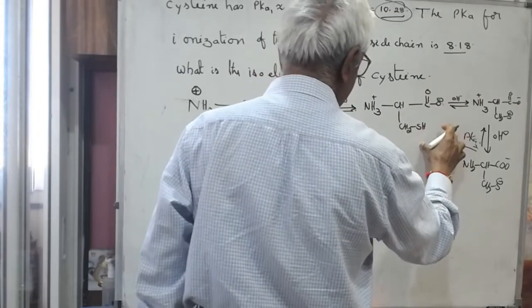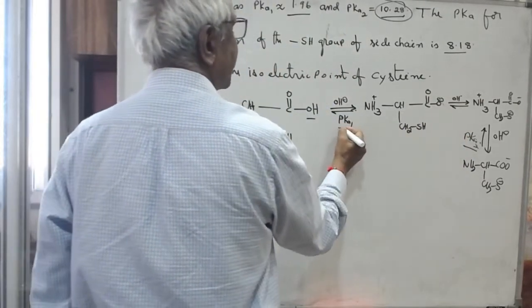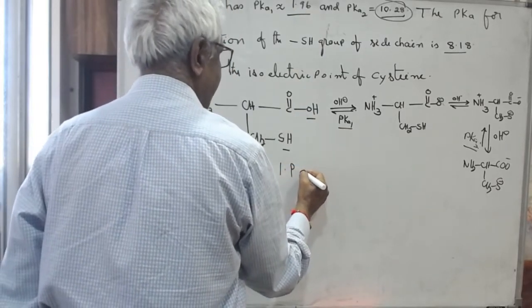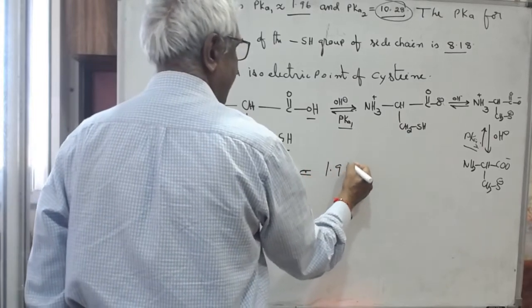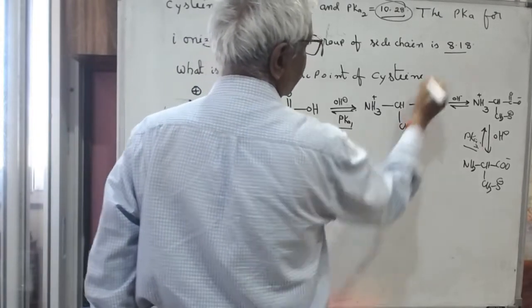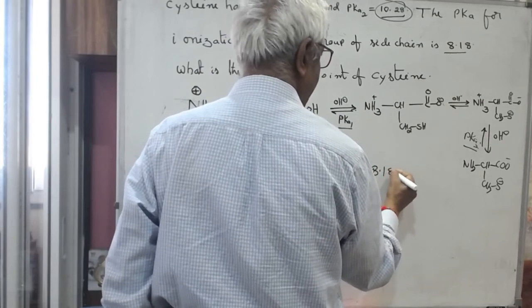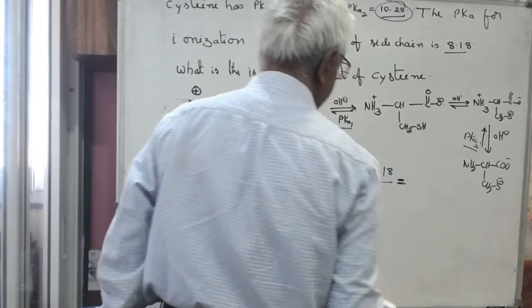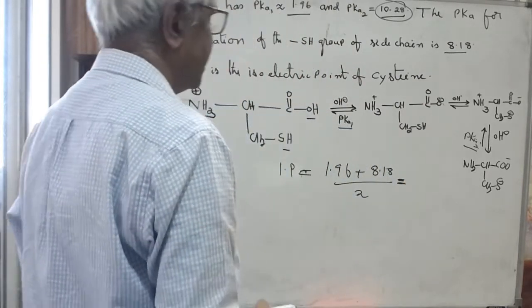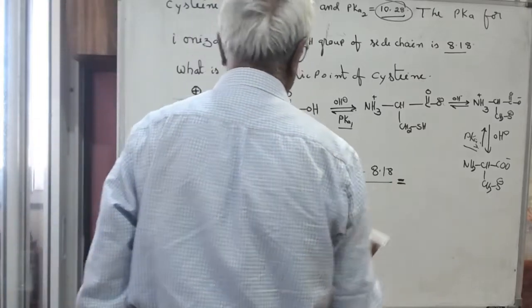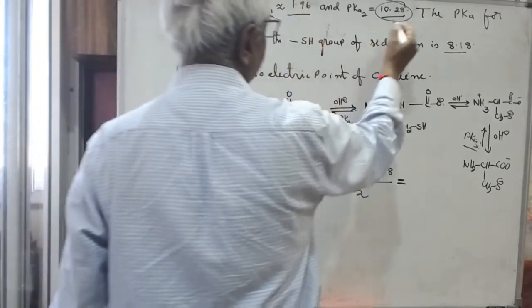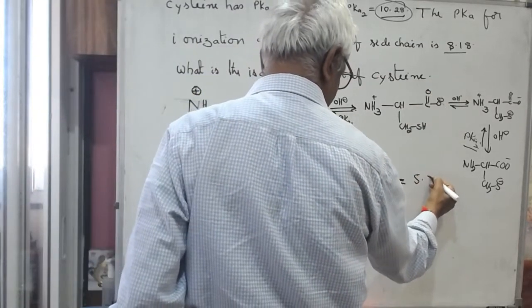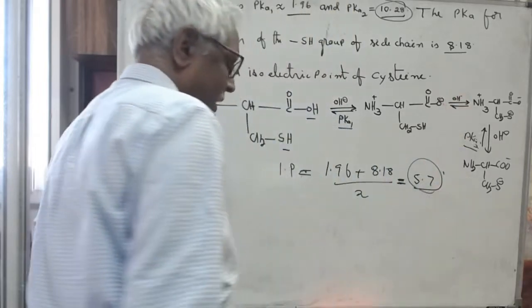The pK of the zwitterion and its conjugate acid pK1. So the isoelectric point is equal to 1.96 plus 8.18 divided by 2. If you calculate the isoelectric point, what I measure is this plus this divided by 2, that is around 5.7. This is the isoelectric point.